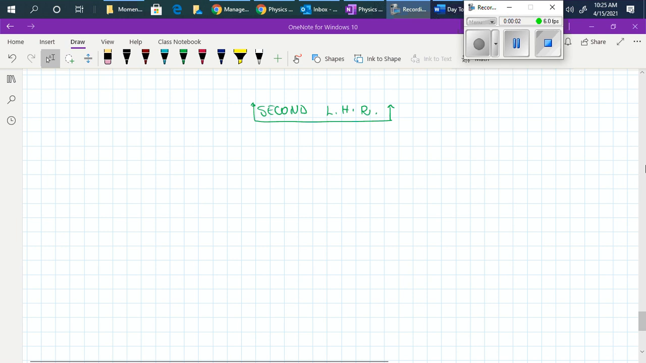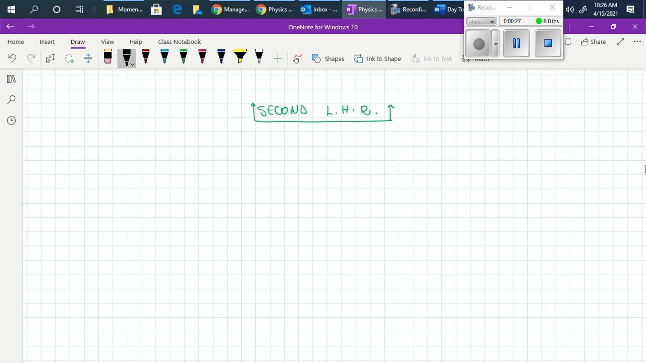This video will talk about the second left-hand rule. As we said on the first left-hand rule, what we were doing is that the thumb was telling us the direction of the charge because the charge was moving in a straight line, and the fingers were telling us the direction of the magnetic field strength.